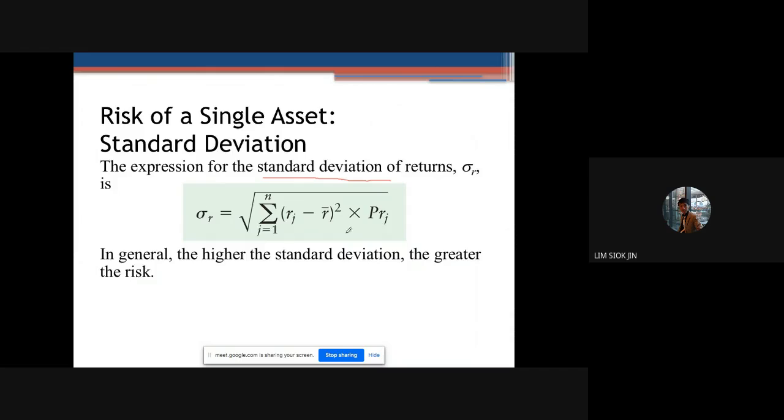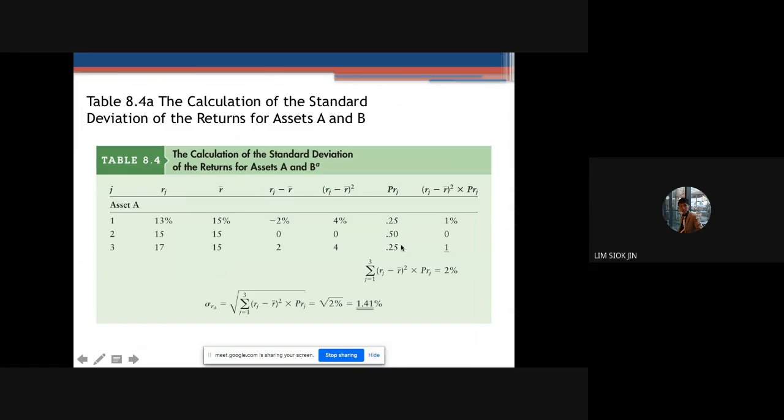How do we calculate this? We take the return minus the expected return, squared, times the probability. So what's the formula? It's like this. So we look at asset A again. All right, so how do we calculate?